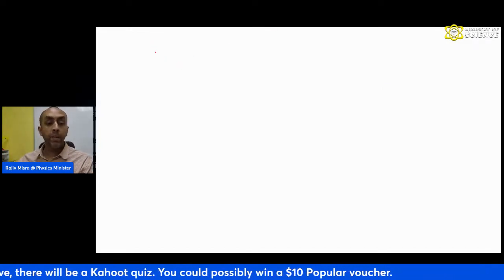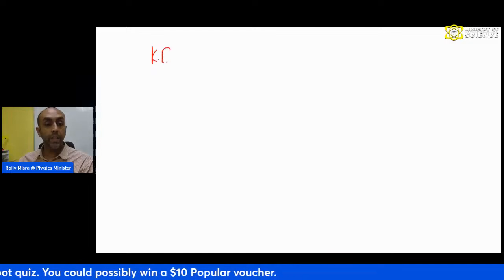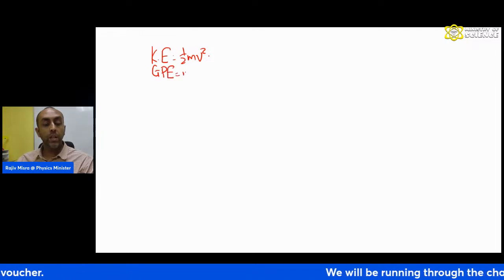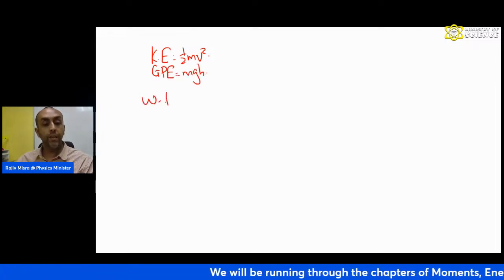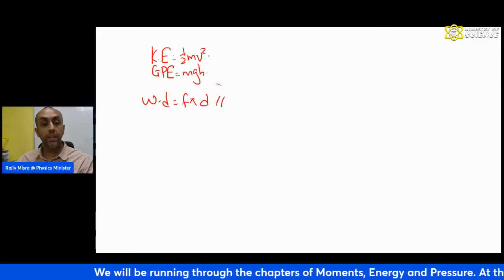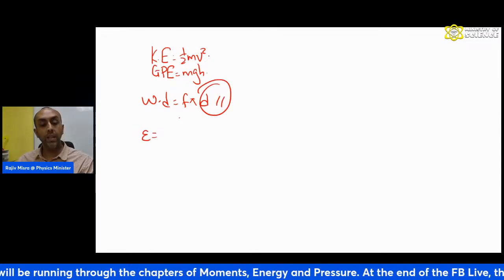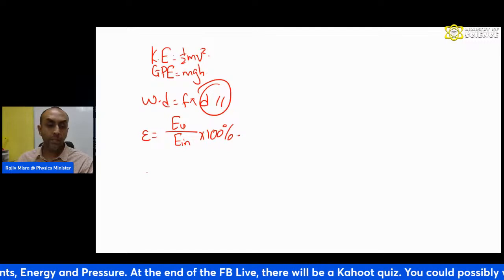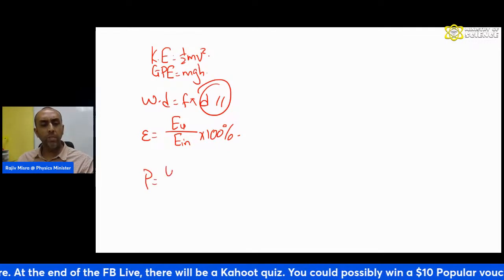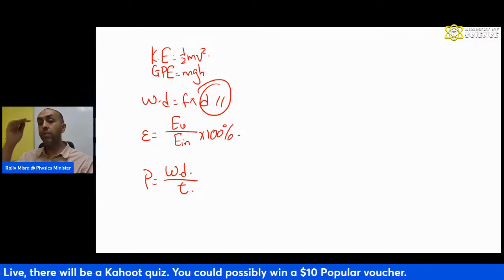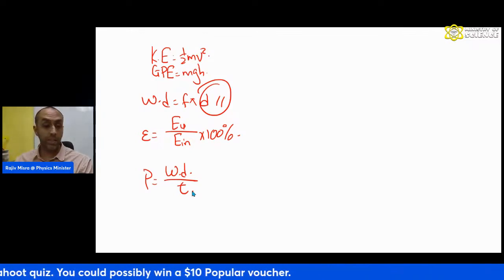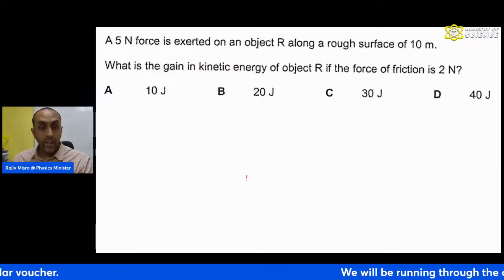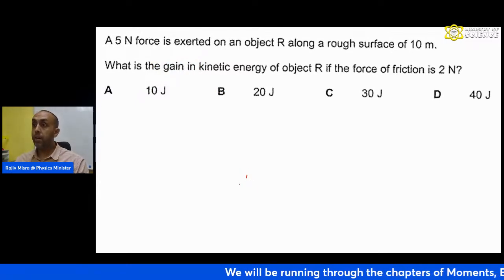For energy type of questions, just remember very simply: kinetic energy is half mv squared. GPE is mgh. Work done is force times distance, parallel distance. Efficiency is useful energy over energy input times 100%. And then you have your power. Power is always work done over time. So just take note of the different portions, and it's very important to consider these general formulas that you will use. Now, let's go into the first question that may come out, or that you all may see.